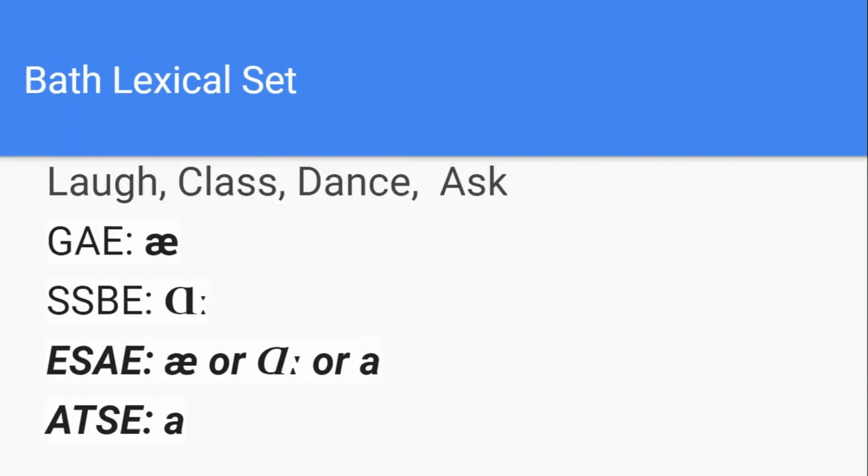Next, we have the bath lexical set. So in General American English, this is merged with the trap lexical set. So these words would be pronounced bath, laugh, class. And then in Southern Standard British English, they have that long ah sound. So bath, laugh, class. So American Theatre Standard actually has an intermediate sound, and it's kind of a shortened ah. So it's bath, laugh, class, dance. And so almost similar to the way that people from Northern England would pronounce these words. And in Eastern Standard American English, you'll see any of those three pronunciations used.